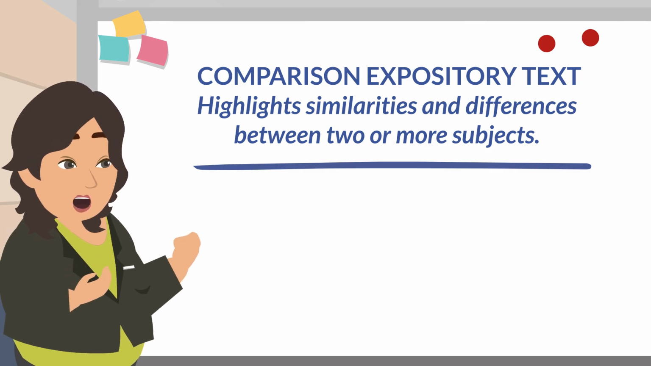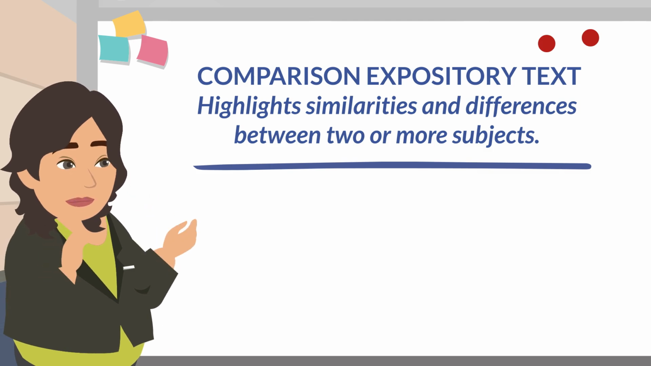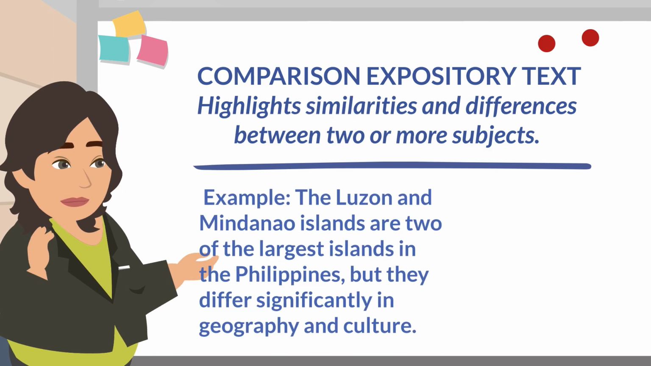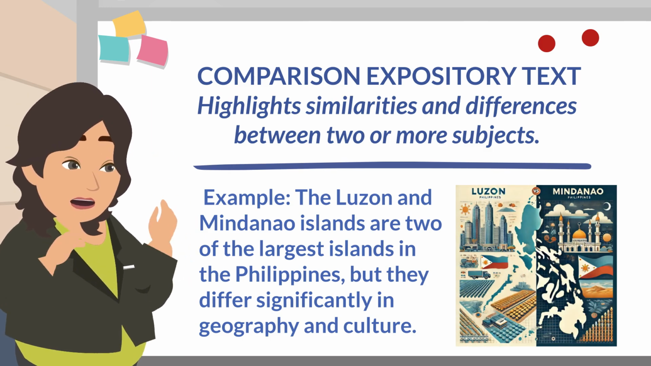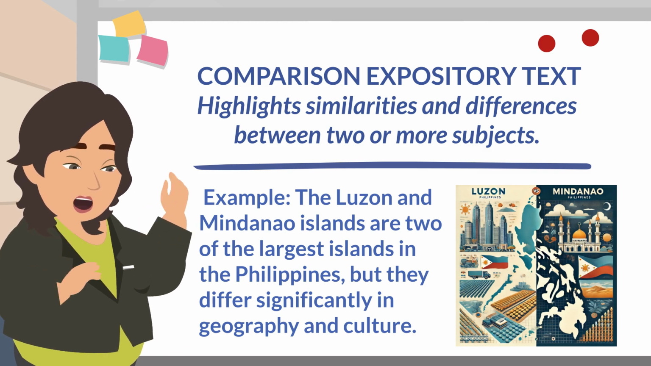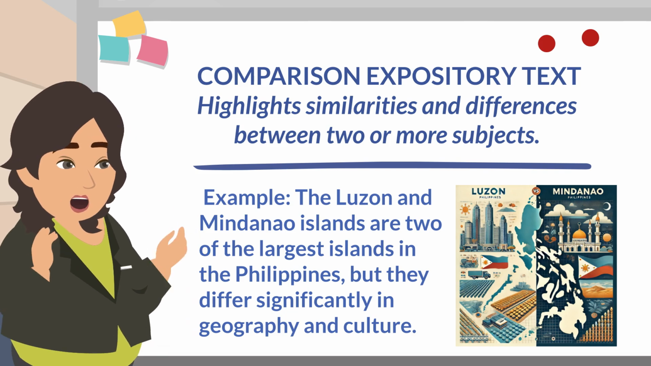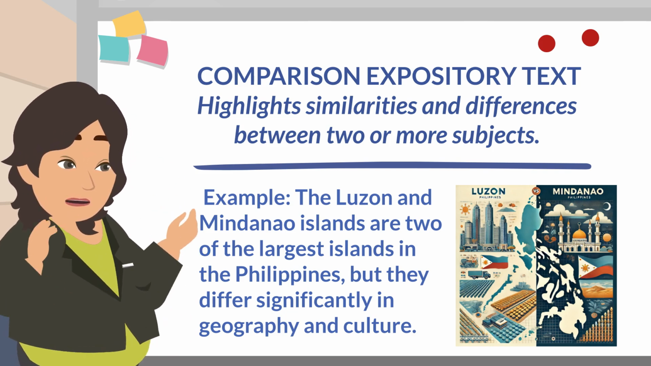Now, let's move on to the comparison type. Comparison expository texts highlight the similarities and differences between 2 or more subjects. For instance, consider the following. The Luzon and Mindanao Islands are 2 of the largest islands in the Philippines, but they differ significantly in geography and culture. This type of text is often used to help readers understand the differences and similarities between topics.